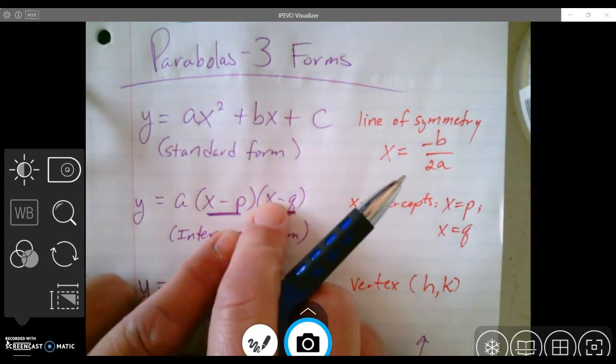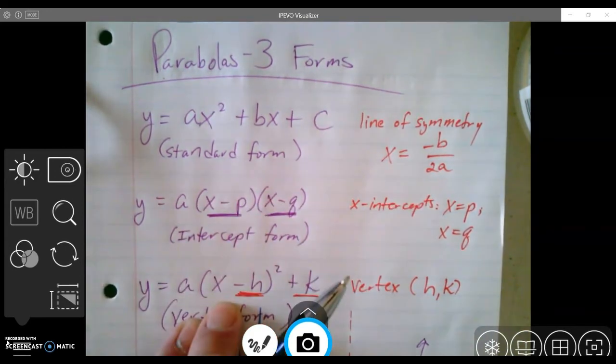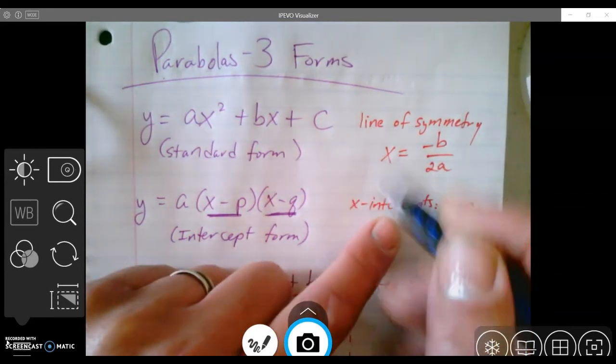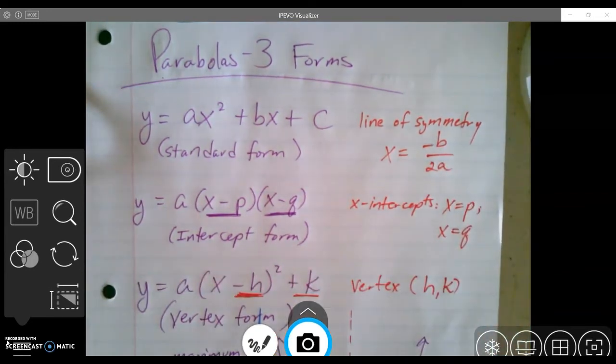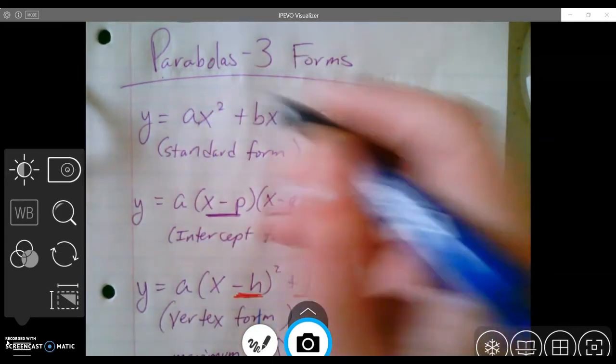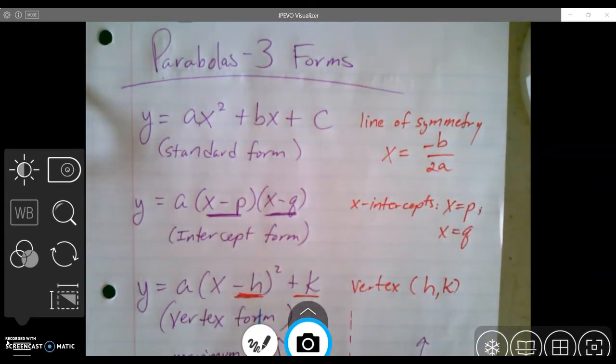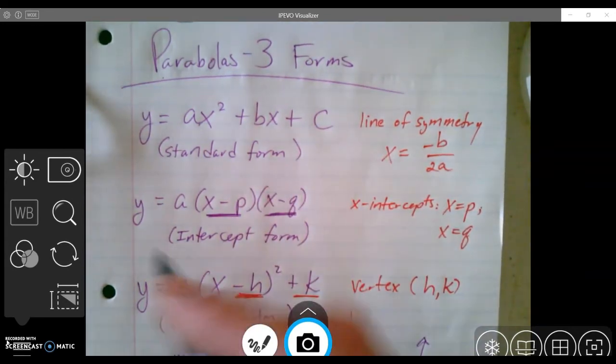Okay, because if it's in intercept form, I can find those 2, and there's a way to get to the vertex. If it's in standard form, there's a rule for the line of symmetry, and the line of symmetry contains the vertex, so there's a way there also. All of these can be used. So if you're given any one of these, you can find all the key information. It's just there'll be a different method.